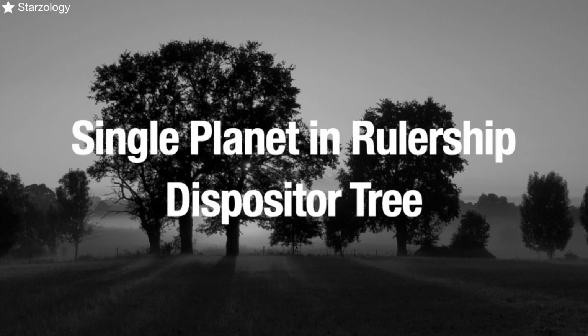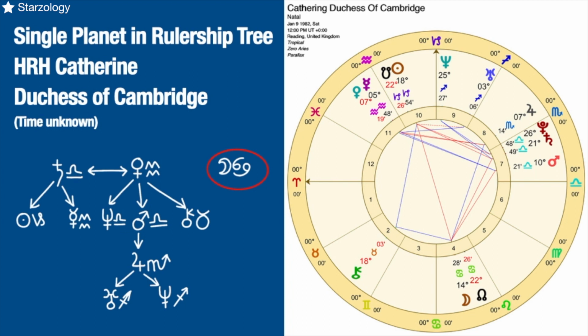Let's have a look at the single planet in rulership dispositor tree. So it is what it says, a single planet in a rulership. The example chart I have here is HRH Catherine, Duchess of Cambridge, time unknown. So again, we don't need the time to do a dispositor tree. You can still draw it because, all right, maybe the moon would change signs, but not in this particular case because the moon is at 14 degrees of Cancer at noon. So it will not have changed signs. It will be in Cancer. And the moon in Cancer is the single planet in rulership tree.